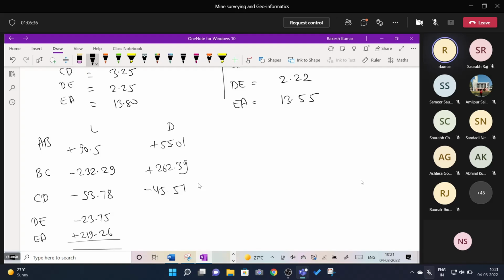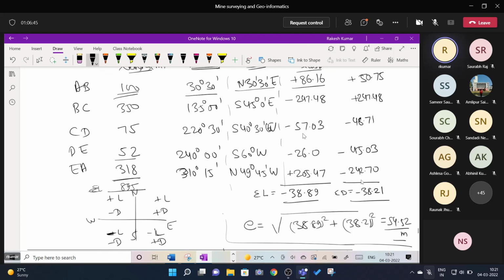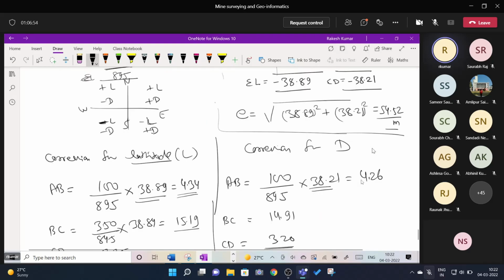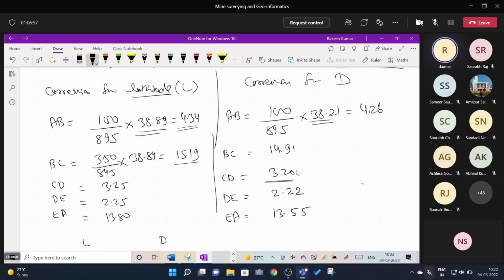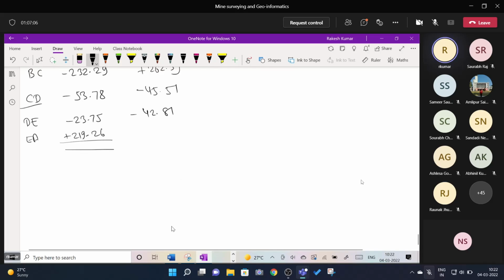45.51. Why am I getting that? Again I'm telling you. For CD, the departure is 48.7 m and the correction is 3.20. I have to add it, so I will get 45.51. For every length I'm doing the calculation. It is 81, minus 229.15. Now you add the summation of departure, latitude, and summation of departure.